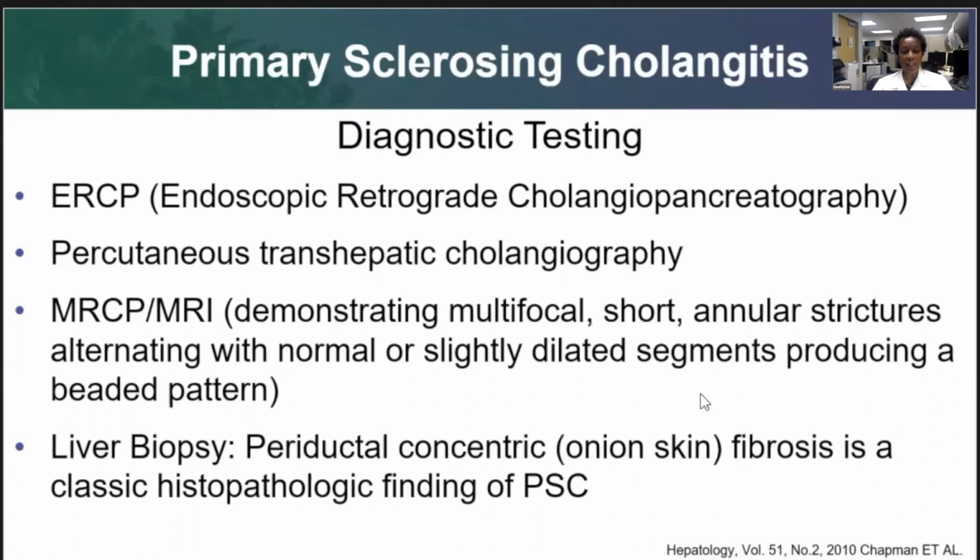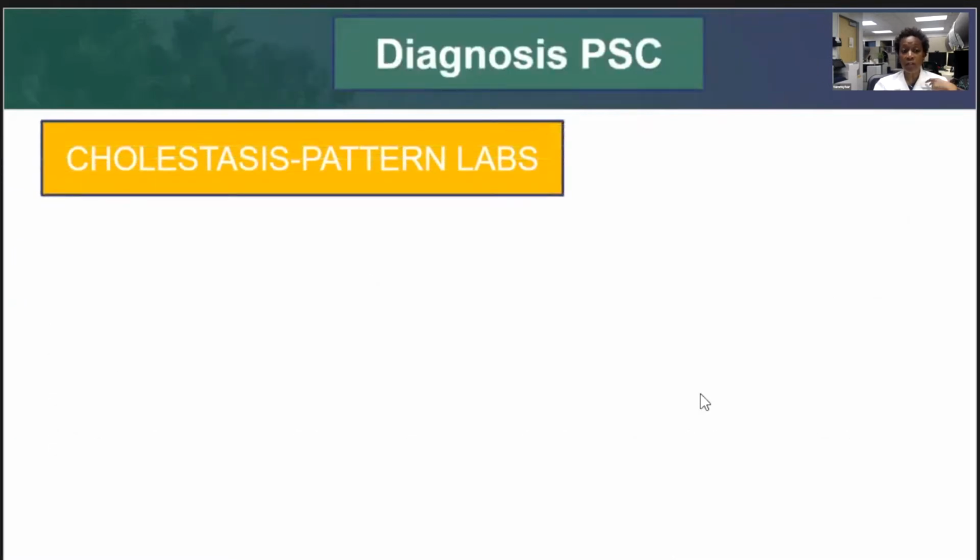Classic findings, I think is what I want to say, that demonstrate multifocal short annular strictures alternating with normal or slightly dilated segments, and it produces a beading pattern. It looks like a chain of pearls. So a bead, a string, a bead, a string. And also on liver biopsy, which we'll take a look at, there's periductal fibrosis that's concentric in nature, and it looks like an onion skin, very classic of PSC. This is how we diagnose it.